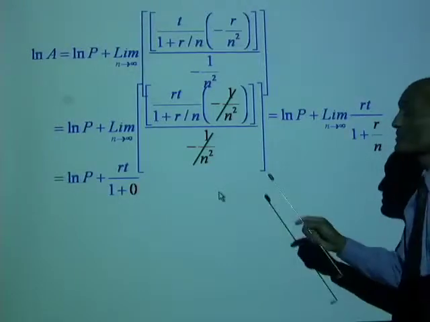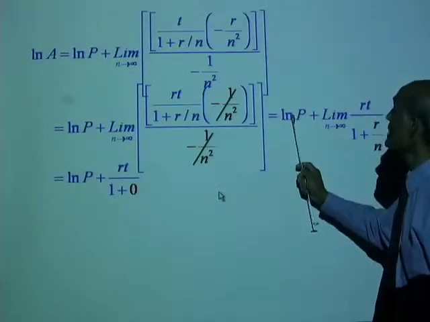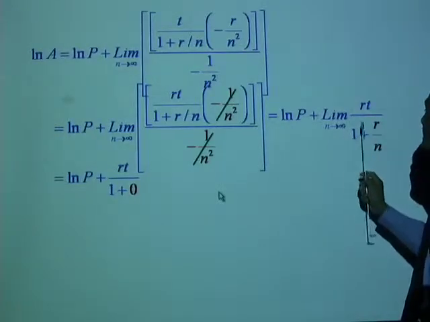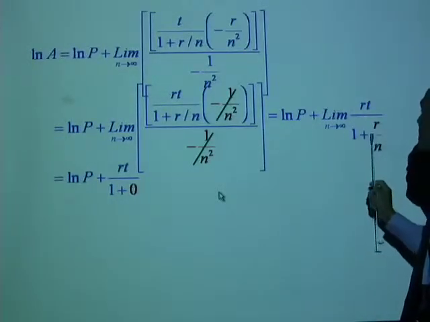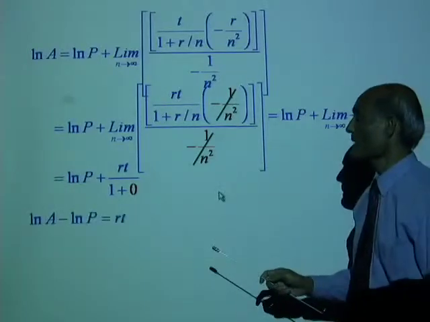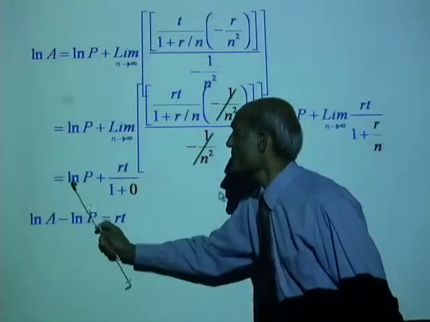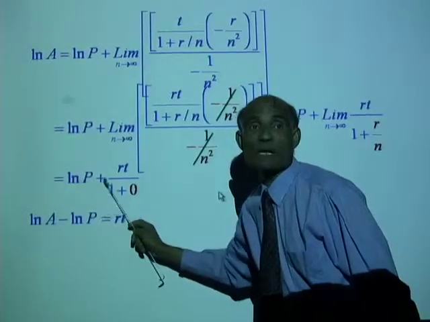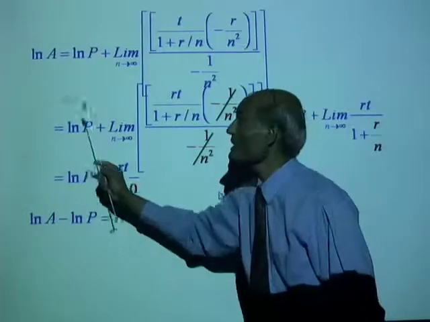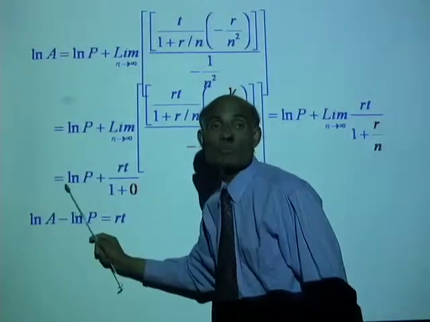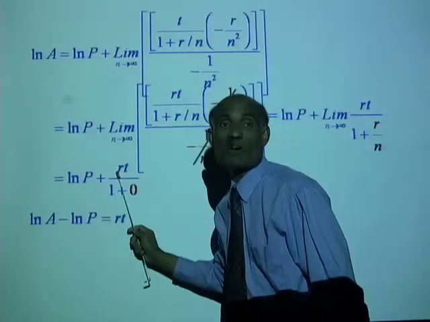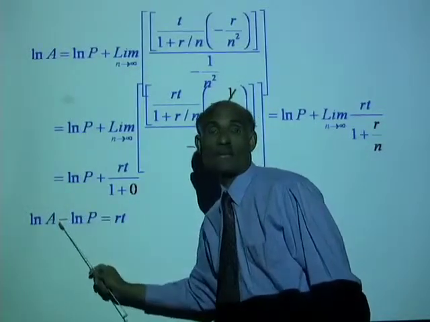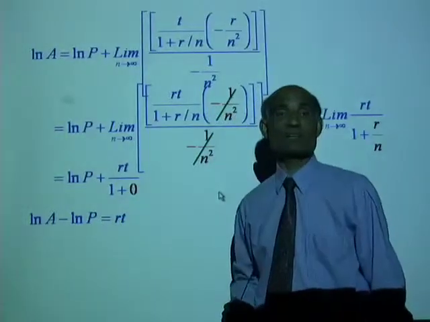There you go. So on the right side, we get ln p plus the limiting value of this when n is replaced by infinity, that will become 0. So we get ln A equal to ln P plus RT. That's how you should read it. ln A equal to ln P plus RT. Or ln A minus ln P equal to RT.